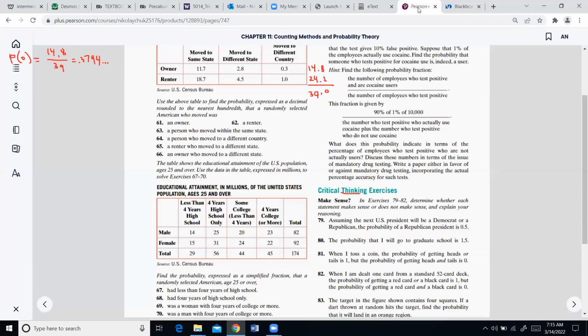Okay, so we have answered the first part, actually exercise 61. Let me do one more and then maybe we can see what else is going on in this section. Let me try exercise 66, the last one from this. Find the probability of an owner who moved to a different state. And looks like this will be the number that I'm interested in, problem 66. So an owner moved to a different state. The probability will be, looks like out of 39 million, again, I just care about 11.7.